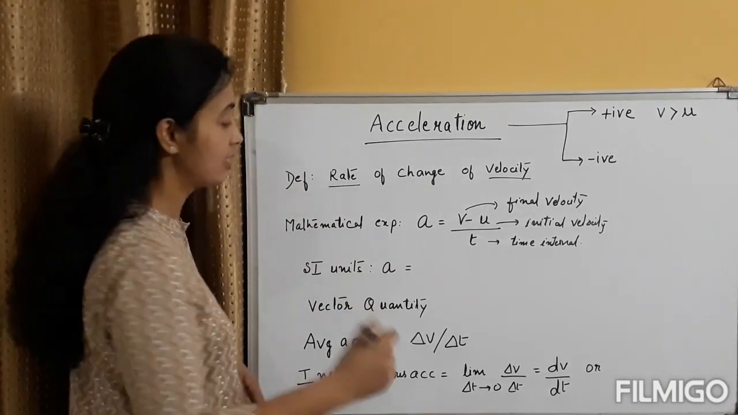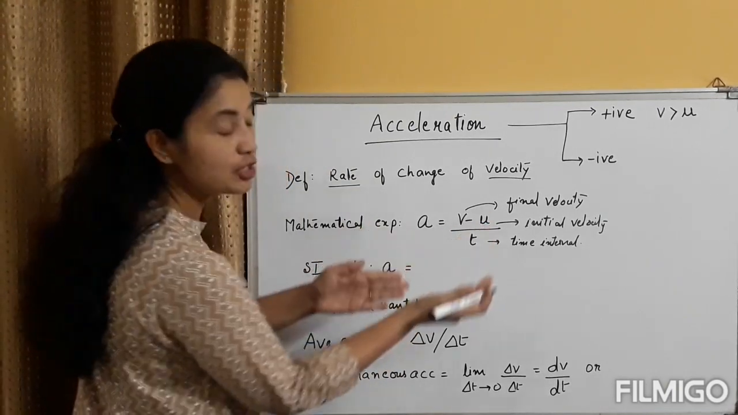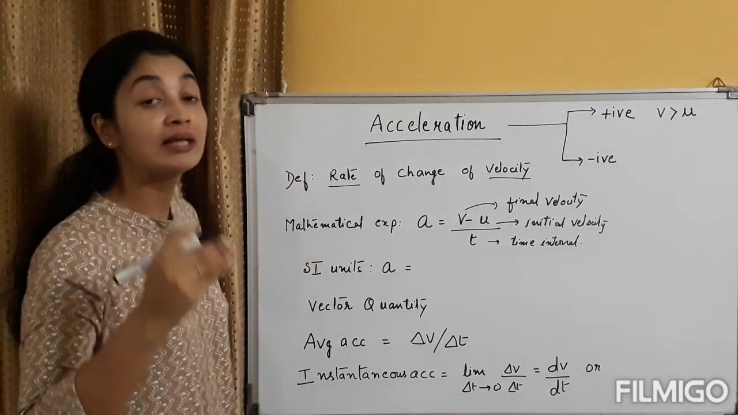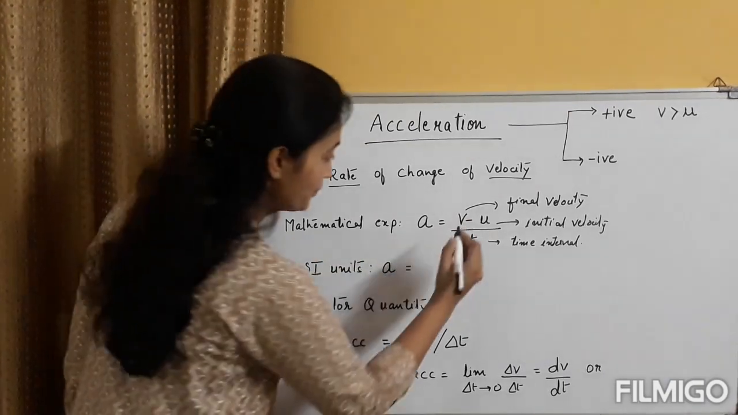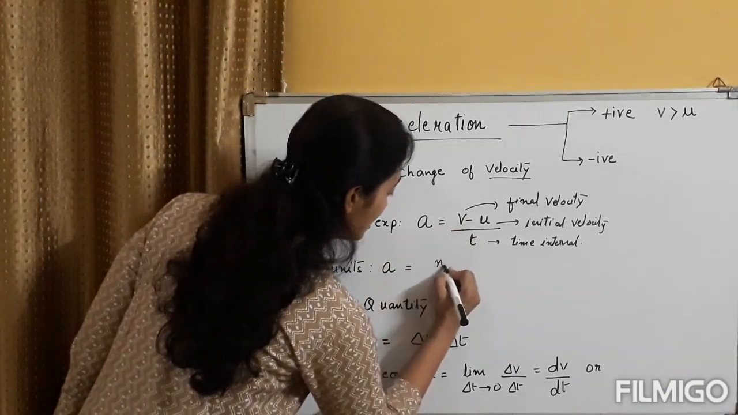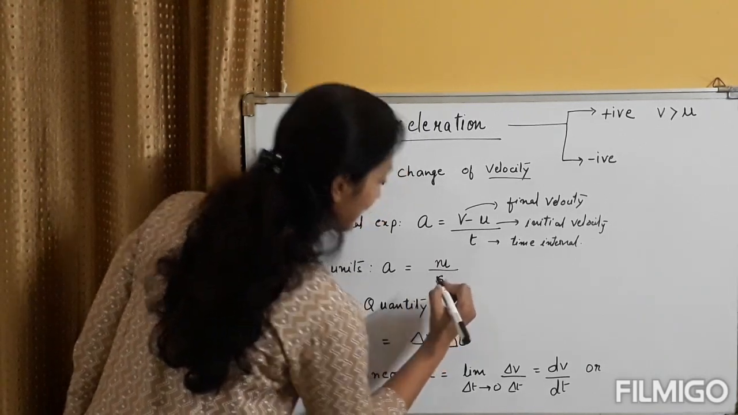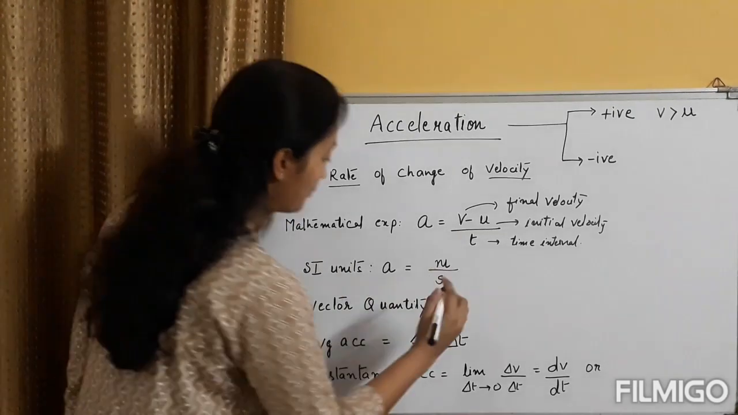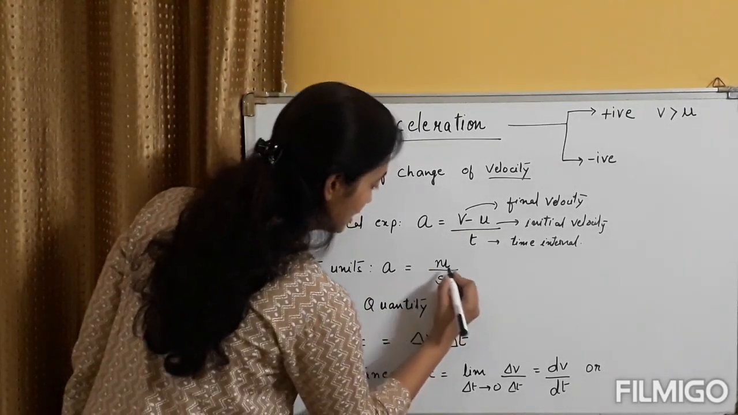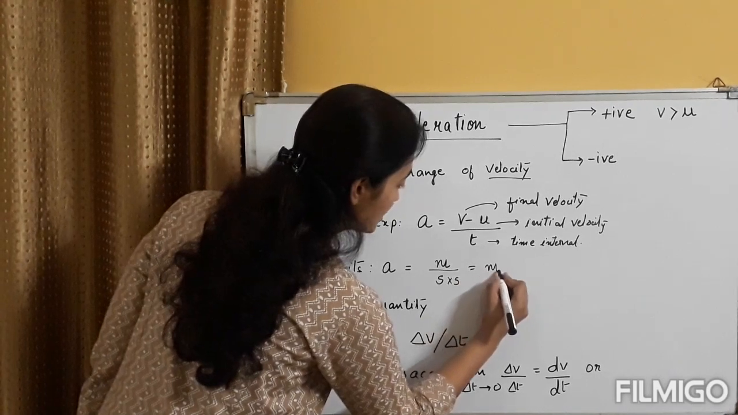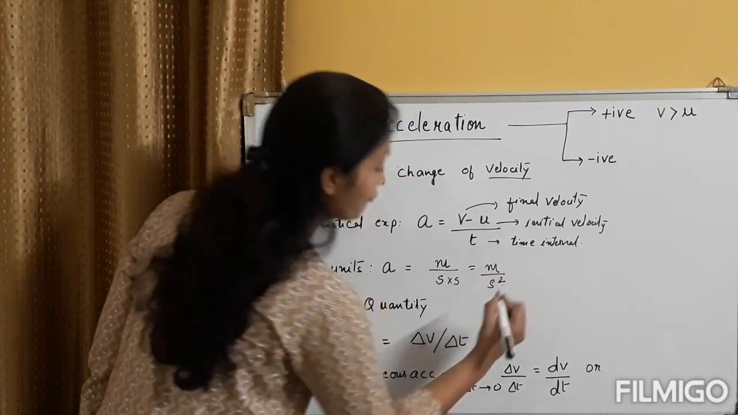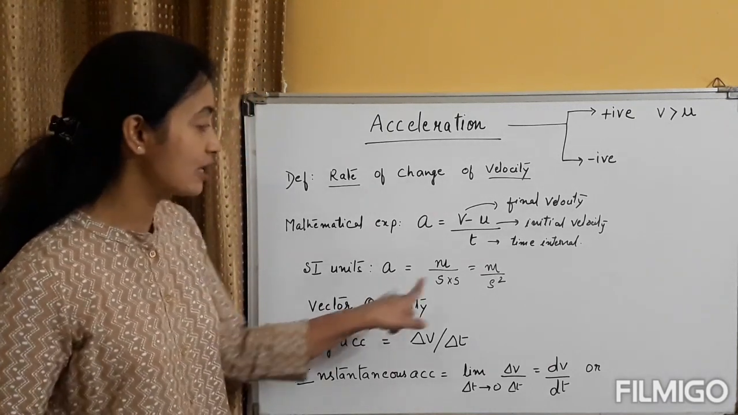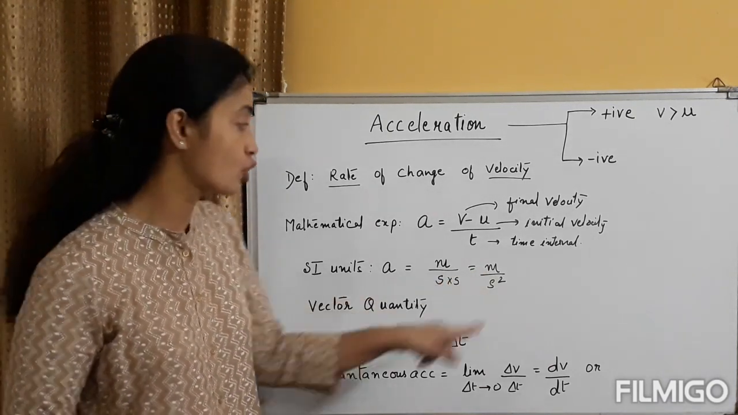SI unit of acceleration. From the mathematical expression itself, in the numerator we have to write the SI unit for velocity. What is the SI unit for velocity? It is meter per second. And in the denominator, I have to write the unit for time, which is second. It looks better if we write meter per second square. So the SI unit of acceleration is meter per second square.